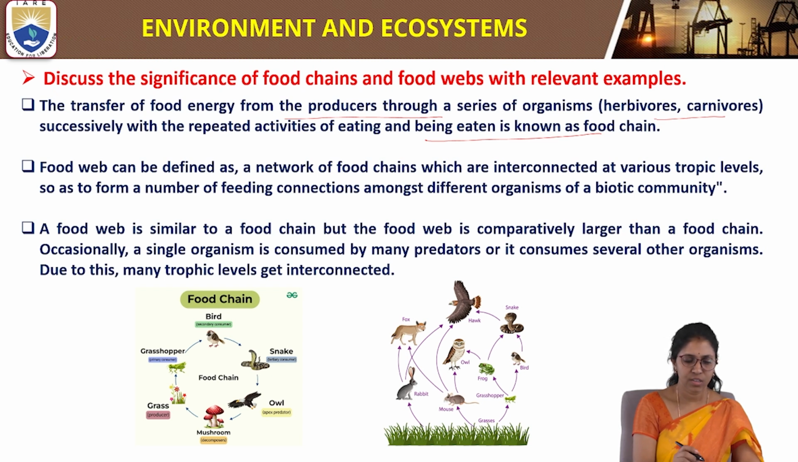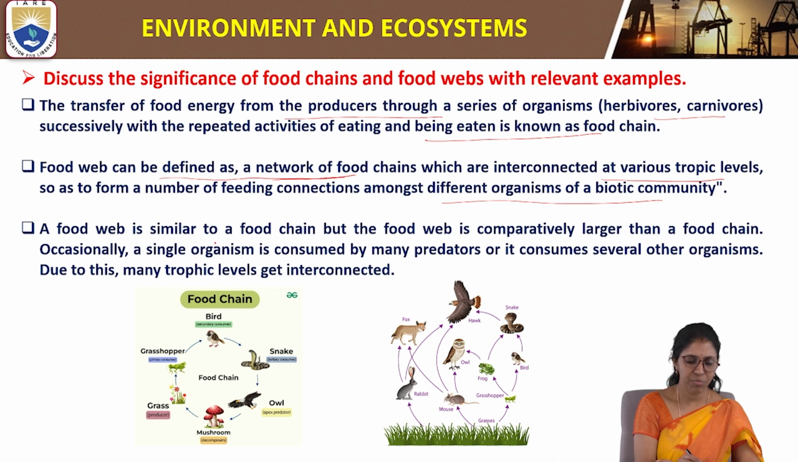The food web can be defined as a network of food chains. A food chain is one chain, starting from the producers and ending with the consumers. So that is a food chain. A food web is defined as a network of food chains which are interconnected at various trophic levels, so as to form a number of feeding connections amongst different organisms of the biotic community.